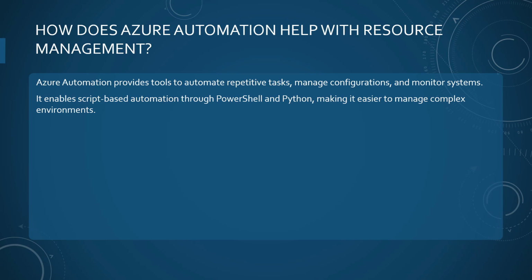How does Azure Automation help with resource management? Azure Automation basically provides a tool to automate repetitive tasks. It manages configurations and monitors systems. It enables script-based automation through PowerShell and Python, which makes it easier to handle complex environments.